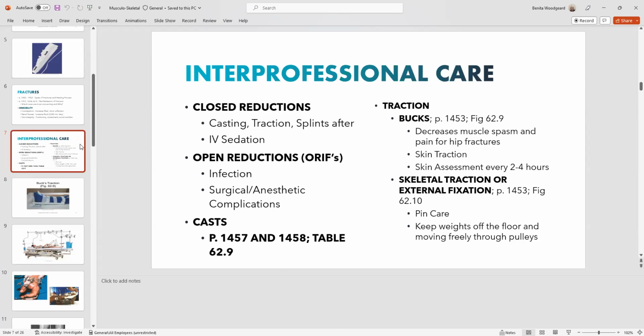There's a lot of casting, traction, and splints used after closed reductions, but the only difference really is that they don't have this open incision, which increases their risk of infection.